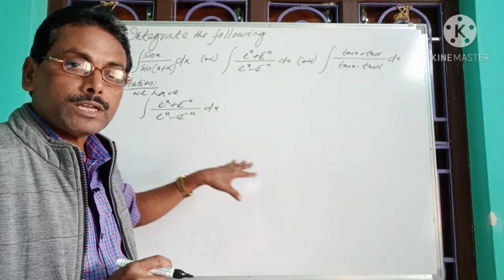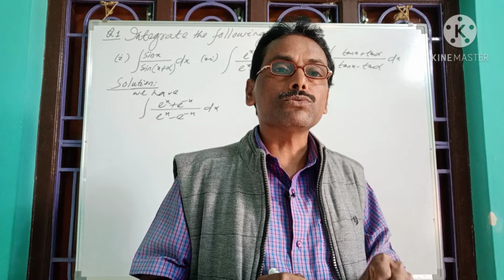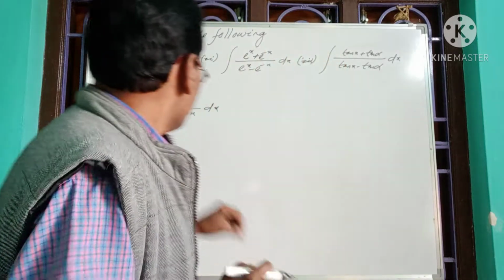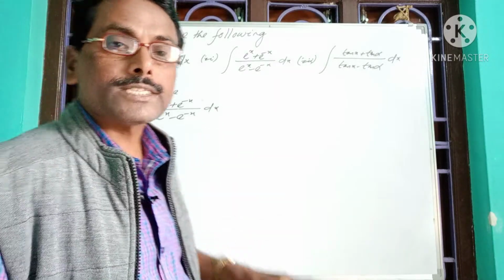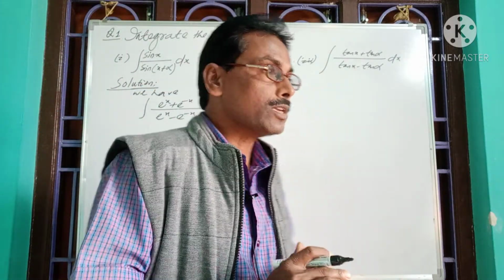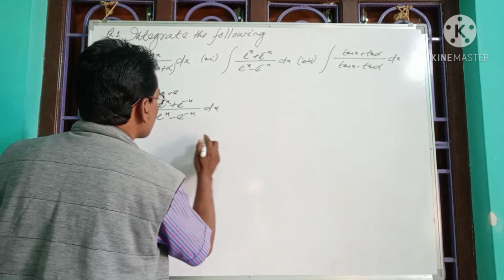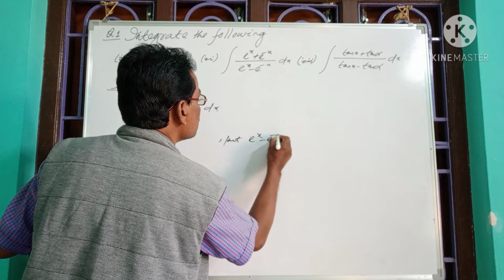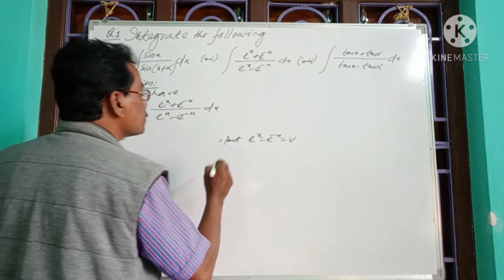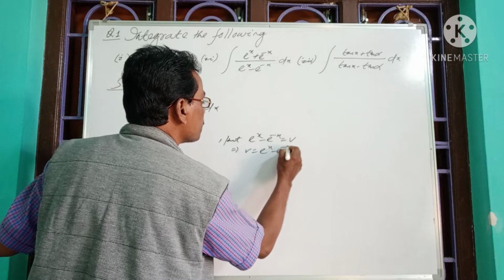So in this process we can integrate this function using the method of substitution, that is, we have to substitute v in place of e^x minus e^(-x), so that the integration can be very easy for us. So let us try to substitute. Let us put e^x minus e^(-x) as v. So we have v equal to e^x minus e^(-x).